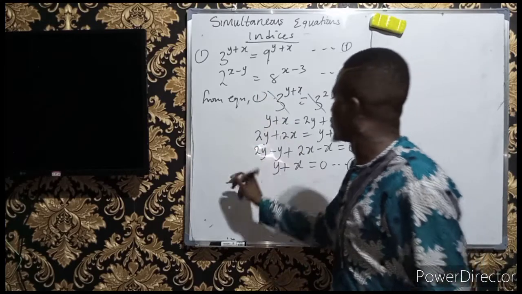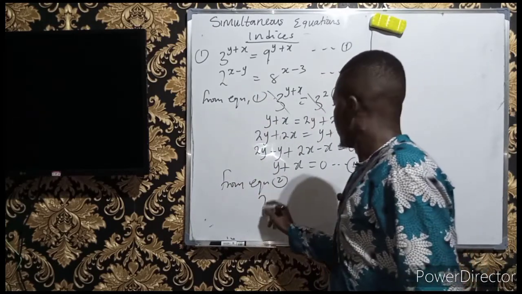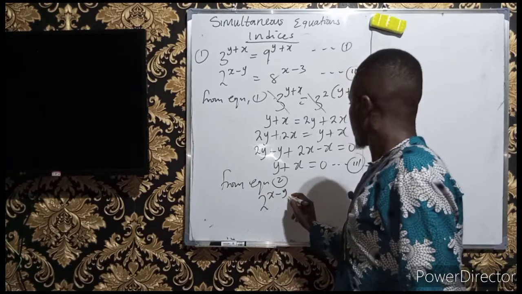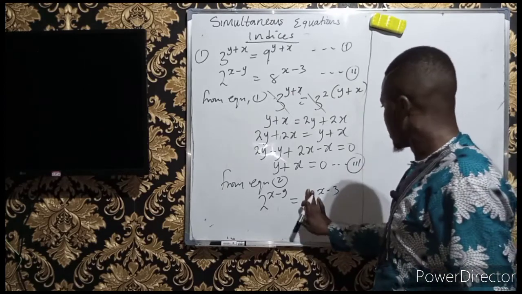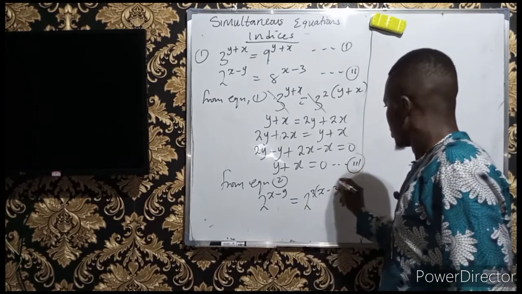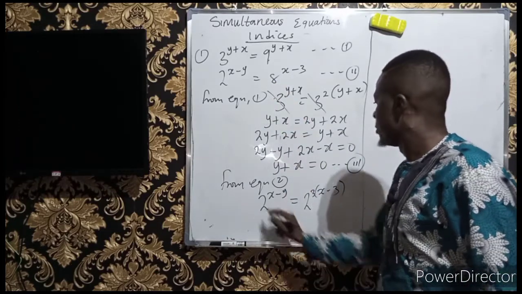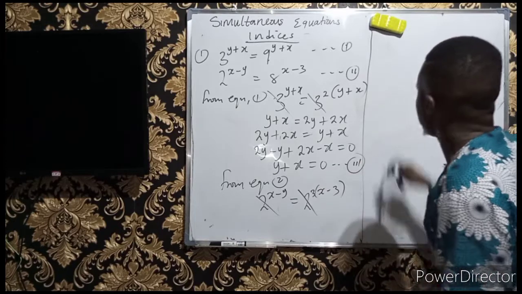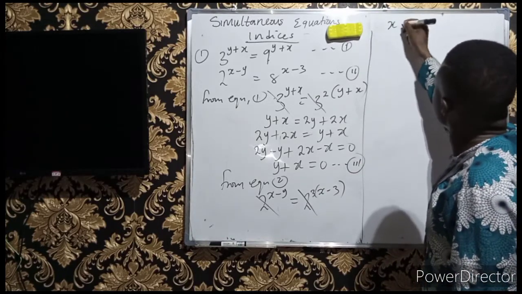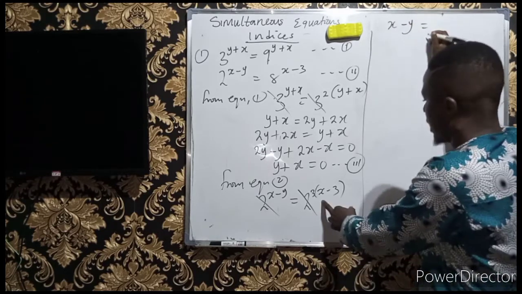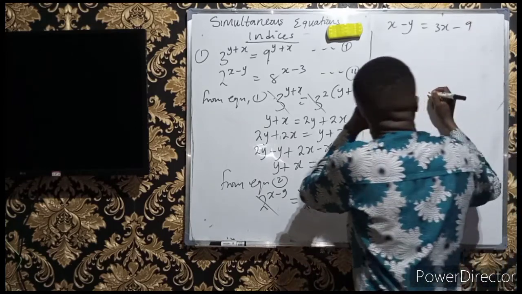Now from equation 2, I have 2 power of x minus y is 8 power of x minus 3. Now this 8, I can change this 8 to 2 power of 3, because 2 power of 3 will give me back my 8, so that their bases become uniform. This cancels out. So I will now have it as x minus y equals 3 times x is 3x. 3 times minus 3 is minus 9.